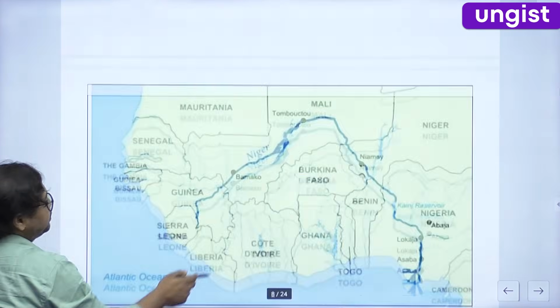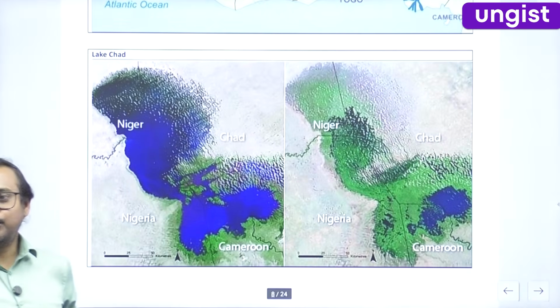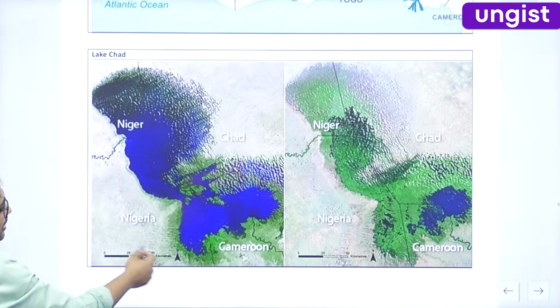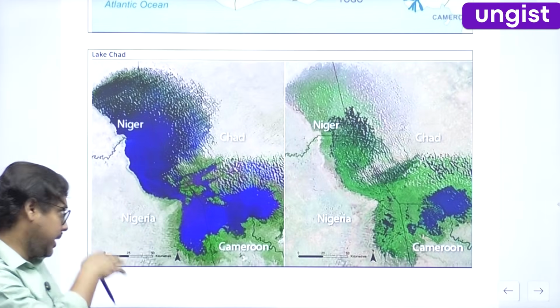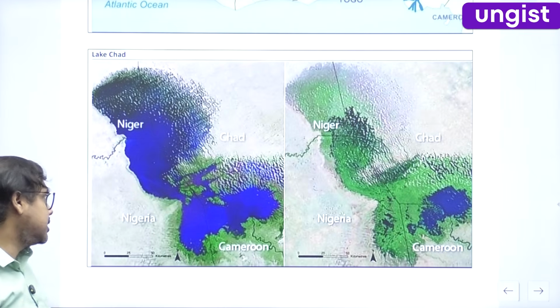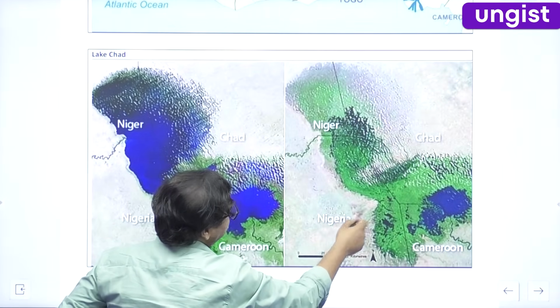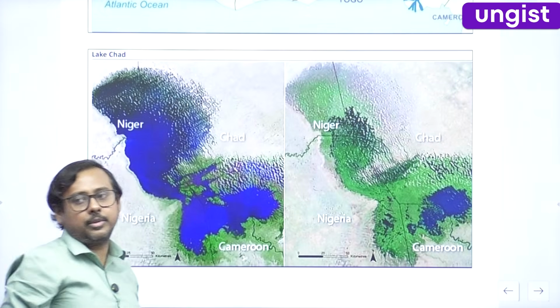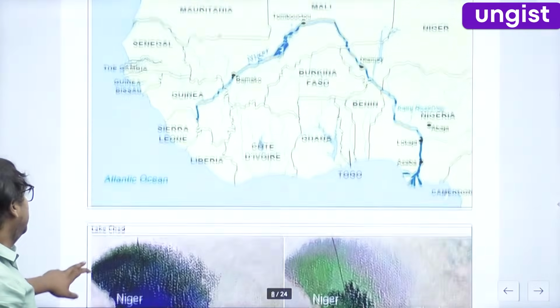So this is a picture. See, before and after, right? Like the before and after pictures of hair products. So this is your before and this is your after, presently. Now, how do you remember? This particular lake is shared by 4 countries. Remember, like NNCC: Niger, Nigeria, Chad, and Cameroon. You have to just remember Cameroon, right? It is shared by four countries, and it has shrunk to 90% of its original size. Okay.